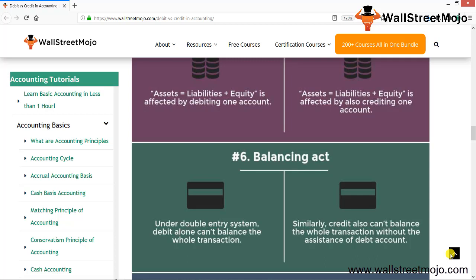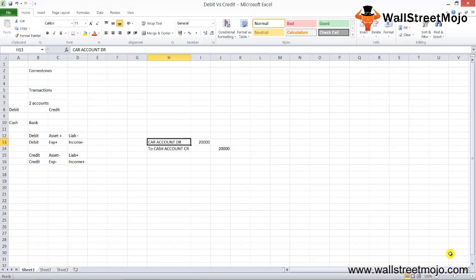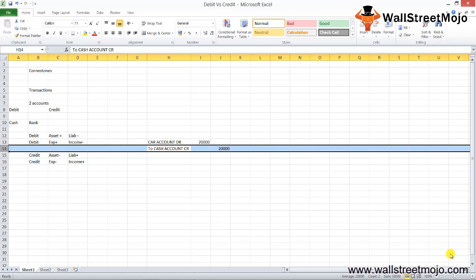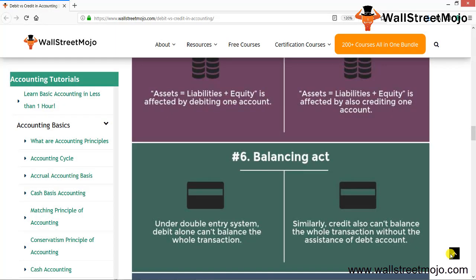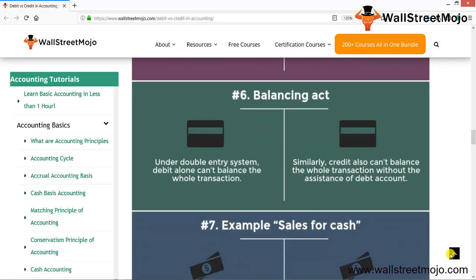Now the balance act. Under the double entry system, debit alone cannot balance the whole transaction. Similarly, credit alone cannot balance the whole transaction. There has to be a double effect. One has to be a debit entry, another has to be a credit entry, just like over here, car to cash. So car is debited and cash is credited. So it has to make a balance. And that is what is known as the double entry system.